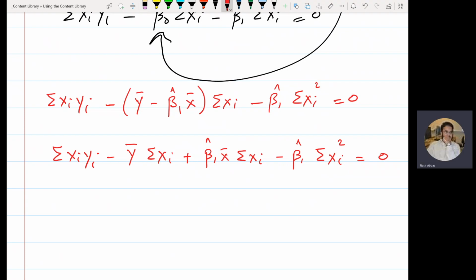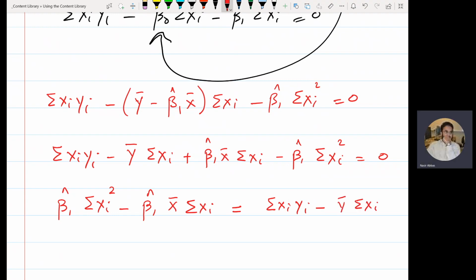Simpler form. Now take all the terms involving beta 1 hat to the other side. Negative will become positive, positive will become negative. So it will be beta 1 hat times summation xi square minus beta 1 hat times x bar times summation xi. This is equal to summation xi yi minus y bar times summation xi. Clear?